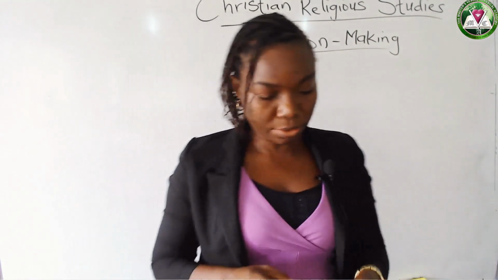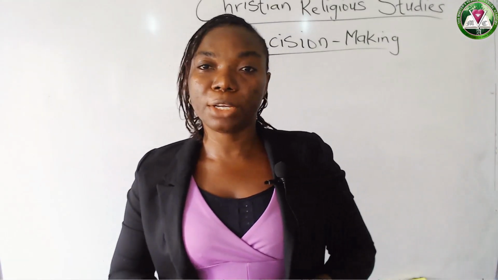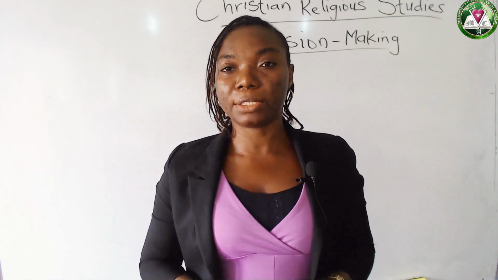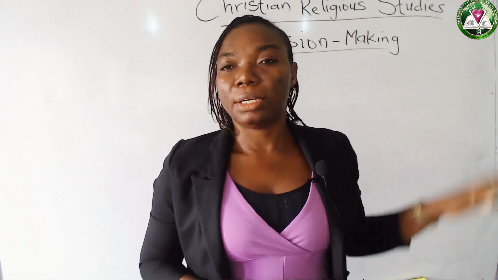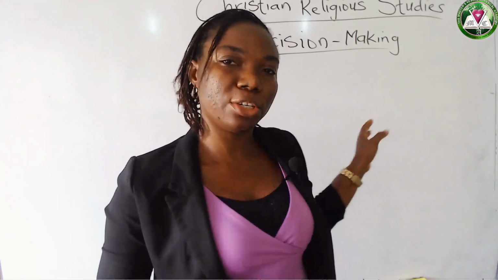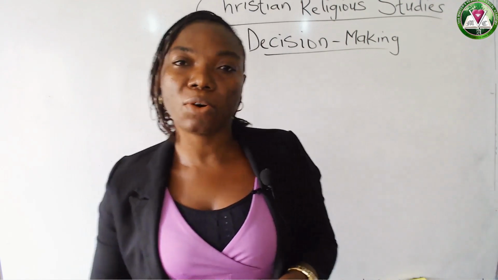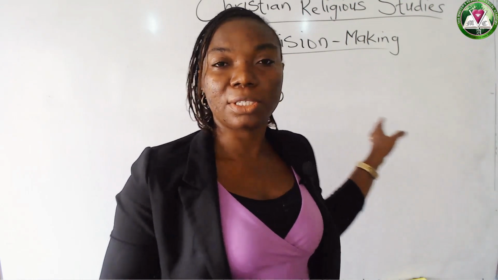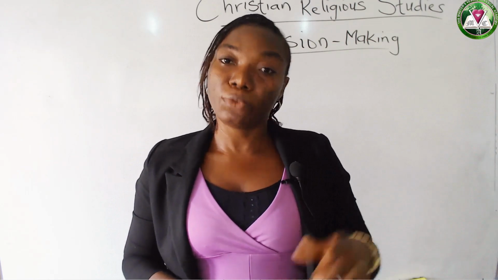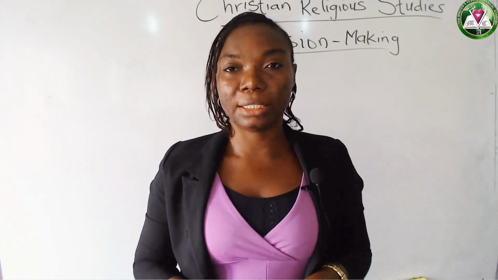The word decision has to do with one making up his or her mind over a particular thing. And the making is a process. And when we put the two words together, decision making, we say that decision making is a process or an act of making up one's mind over a thing. This goes ahead to tell us that in decision making, we normally have two options for us to make a choice. For example, I have a party to attend.